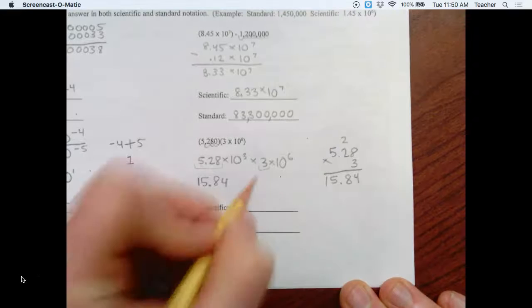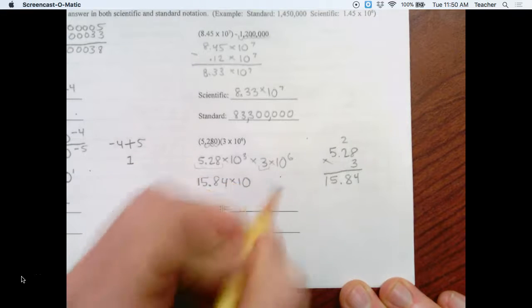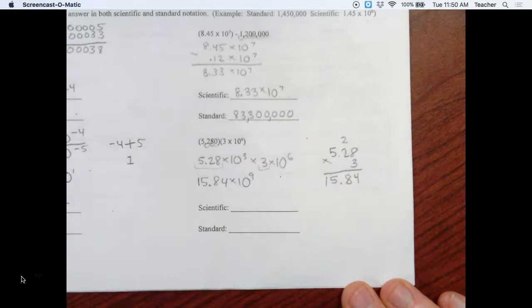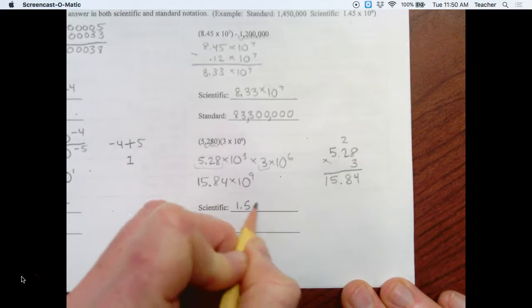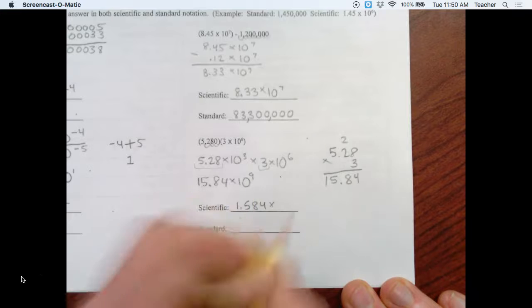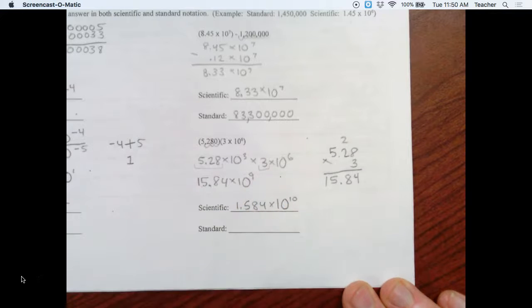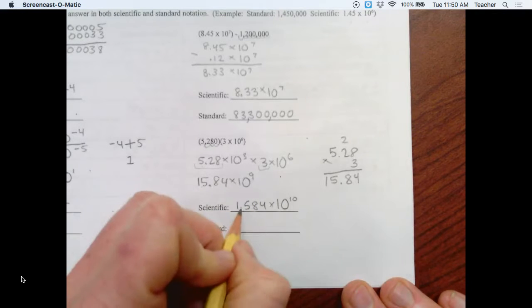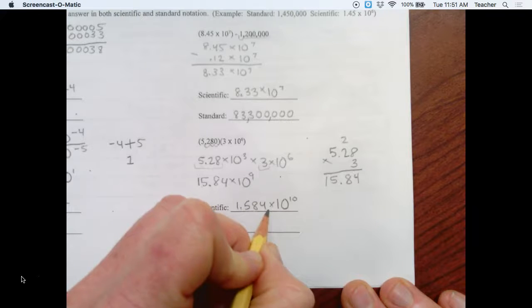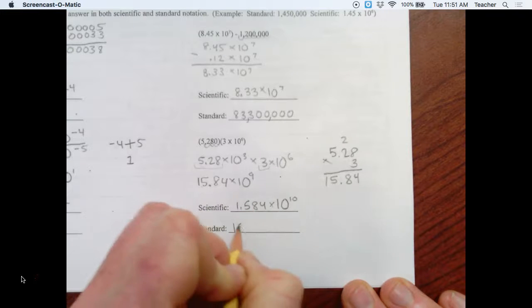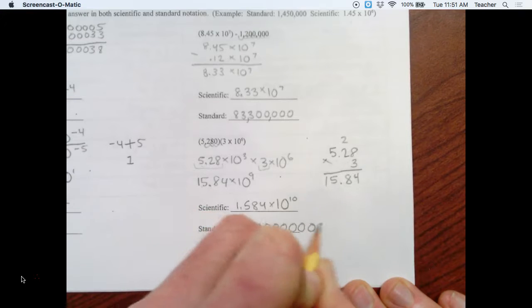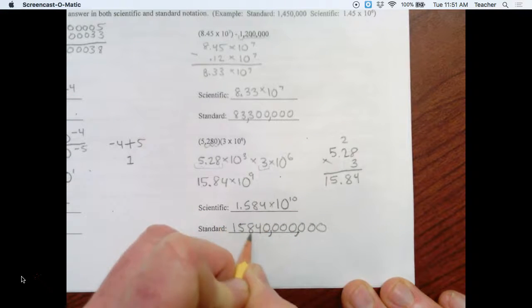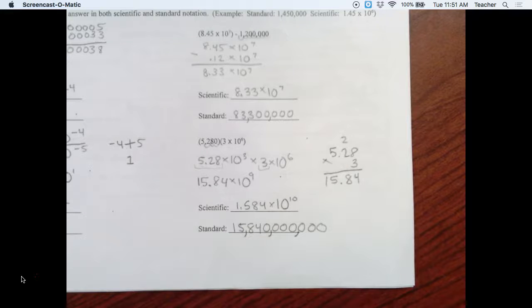15.84 times 10 to the 3rd and 6th is 9th. That's not in proper notation. I have to make this smaller. So I have to make this bigger to balance it. All right, so this gets moved. 1, 2, 3, and then 7 more zeros. 1, 2, 3, 6, 7, 8, 9, 10. 15,840,000,000. Okay, and that is that.